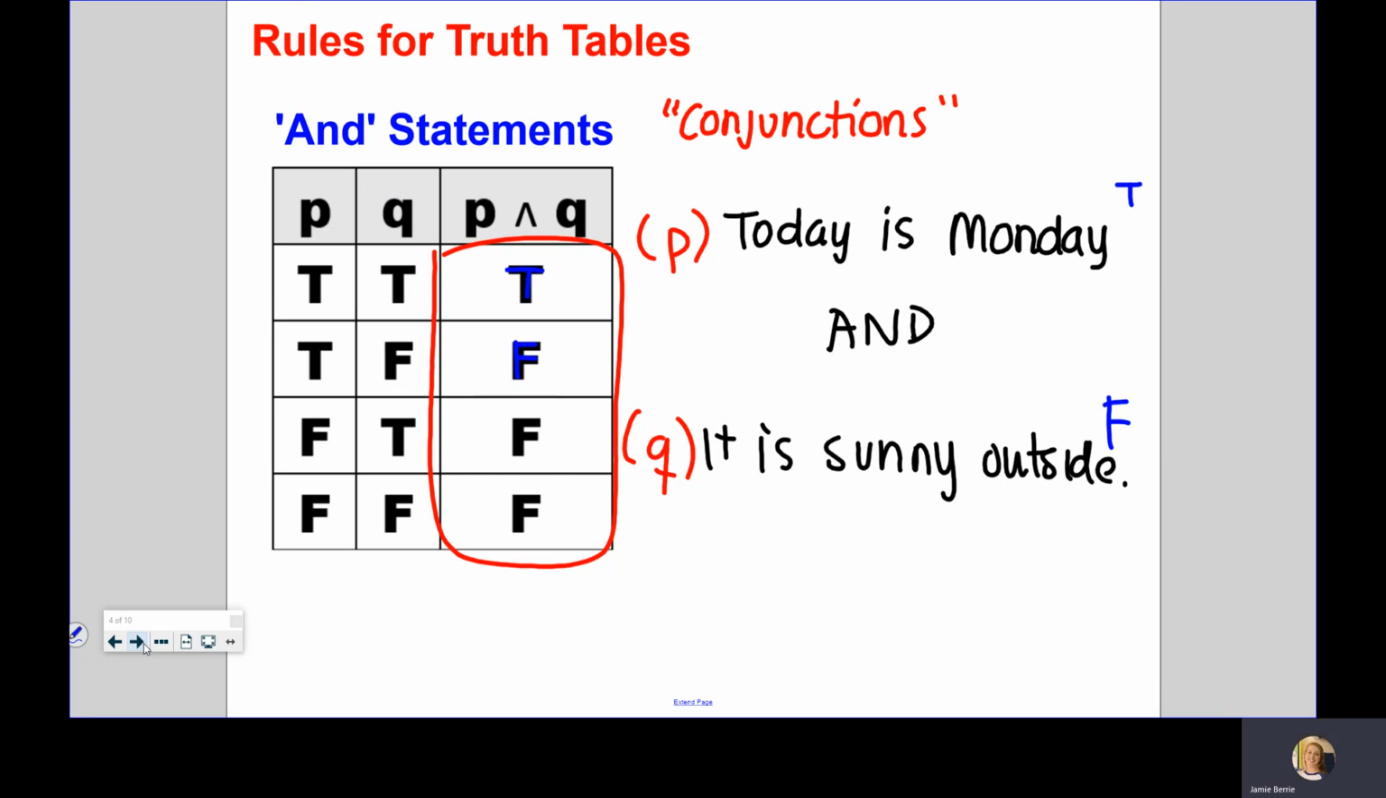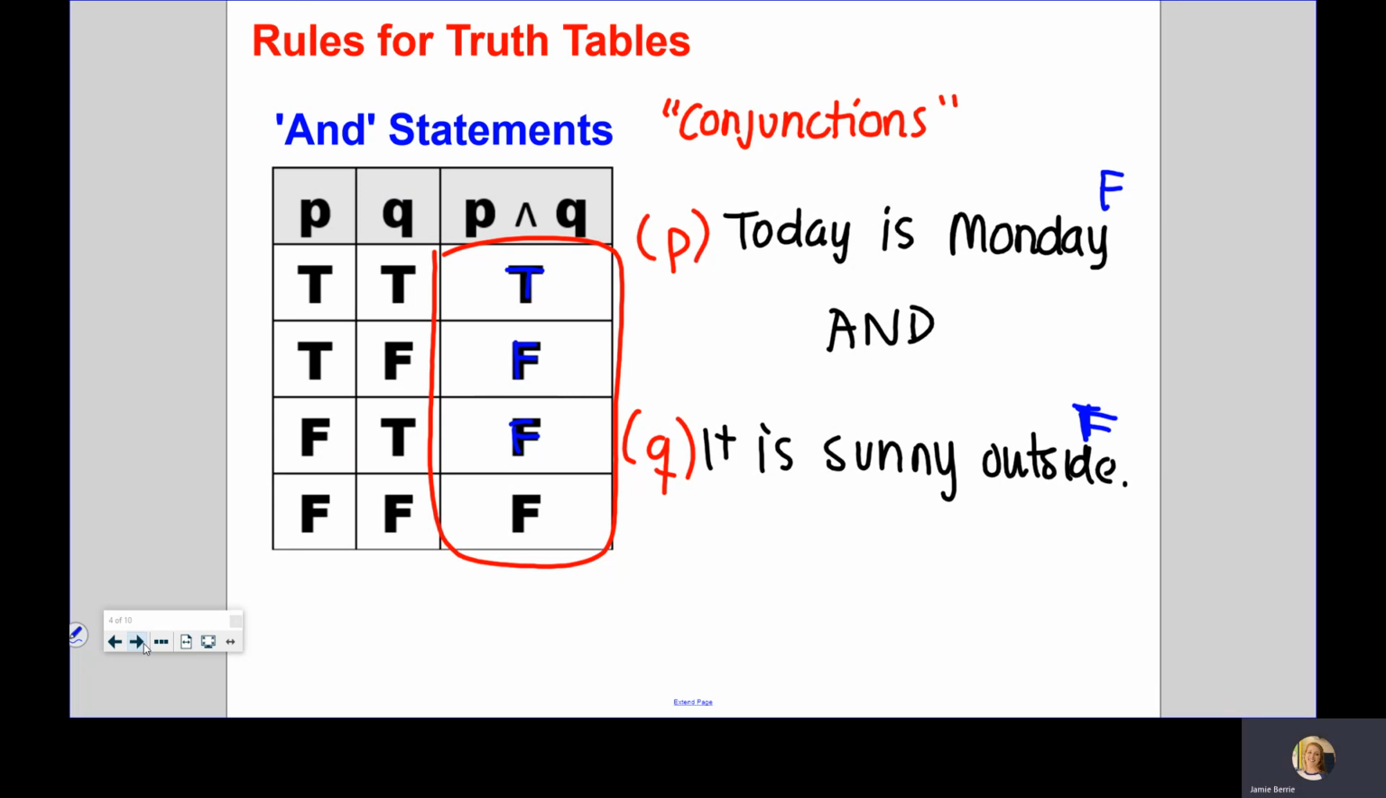All right, now let's flip them. First part's false, second part's true. You probably already get the picture. Remember, this is actually the case for today. Today is not Monday, it's Tuesday, and it is sunny outside. But the entire compound statement, today is Monday and it is sunny outside, would be false, because they're not both true. So that's where this comes from. If they're both false, then of course the compound statement would be entirely false.